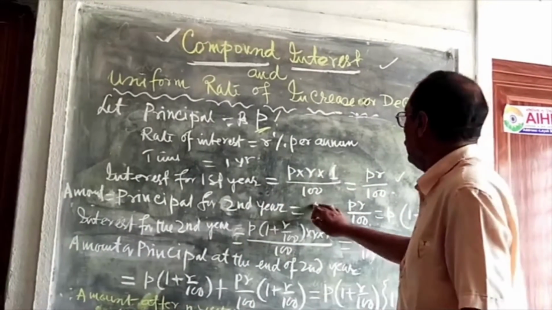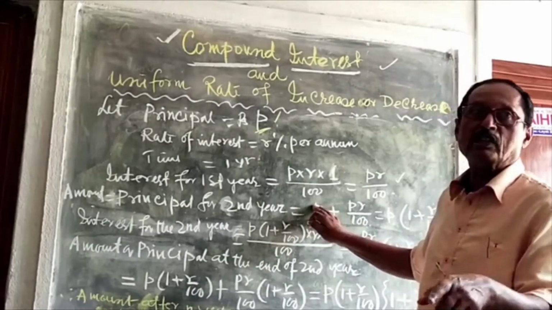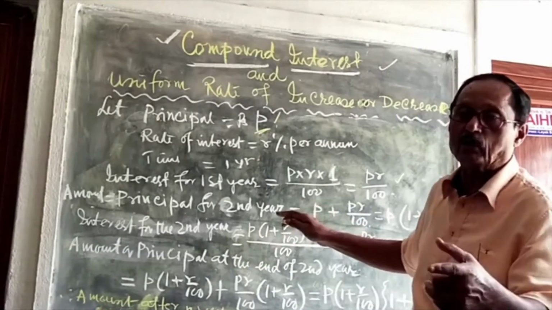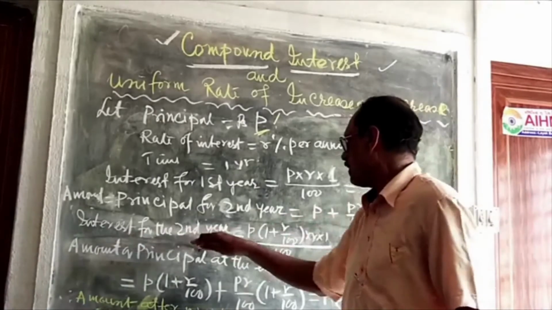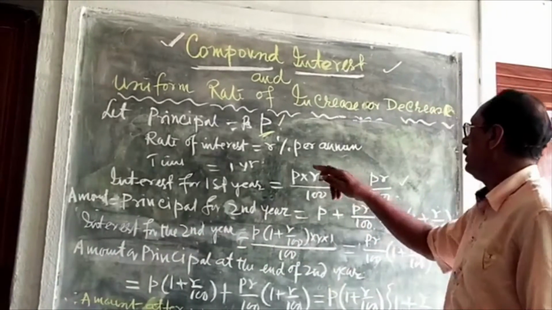If we want to find out the interest for the second year, how much will it be? Interest for the second year will be calculated with the same formula P into R into T by 100.